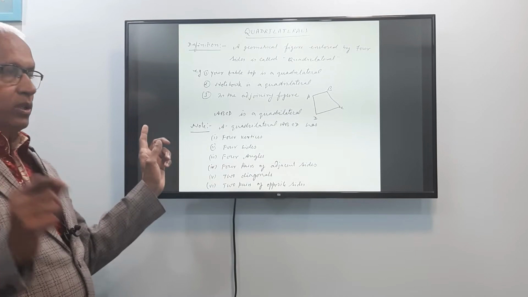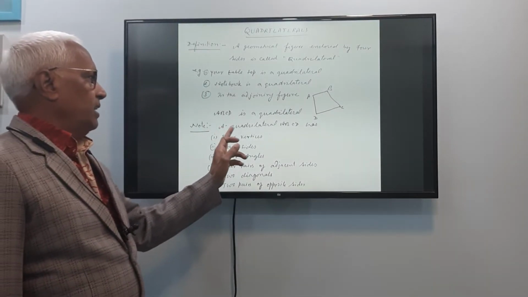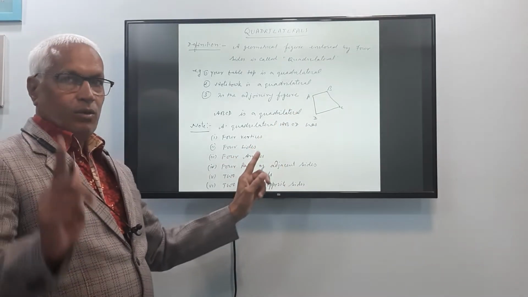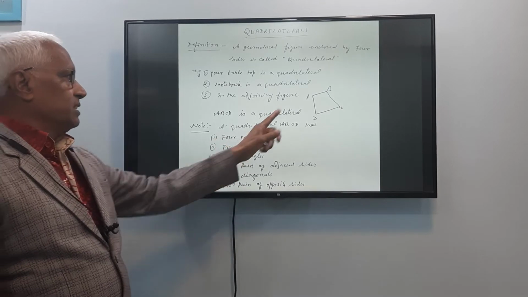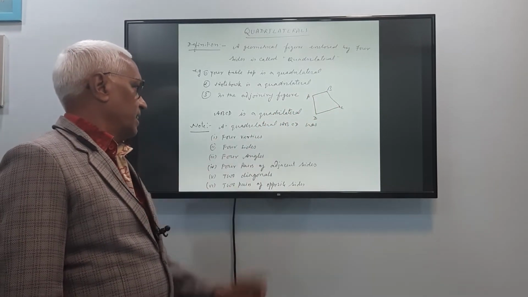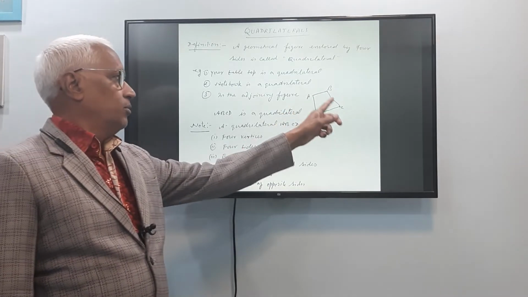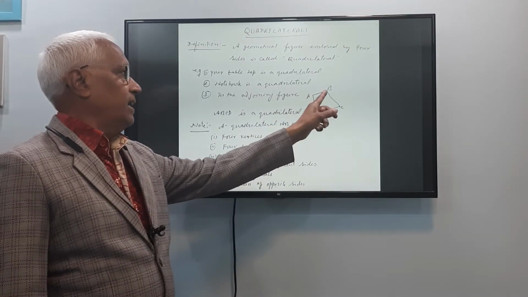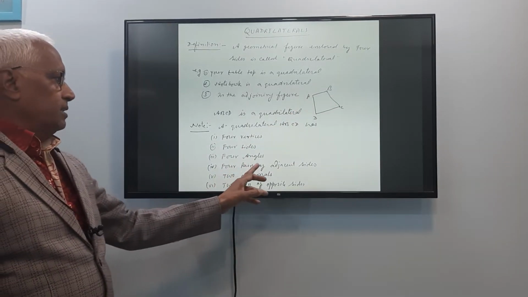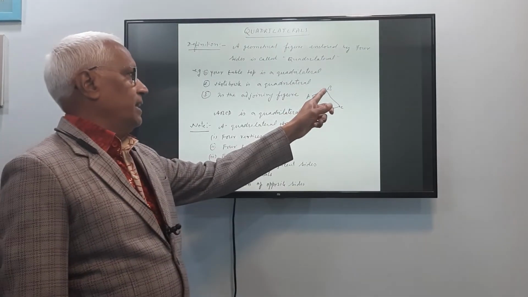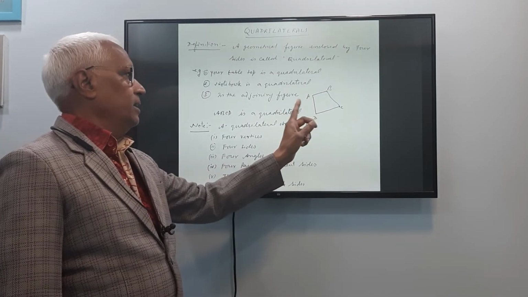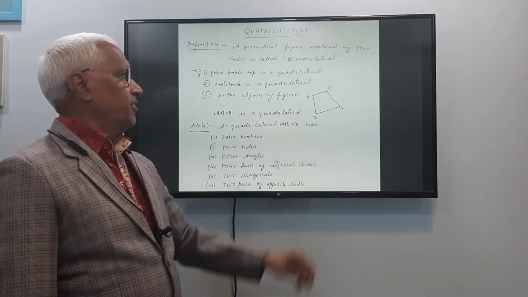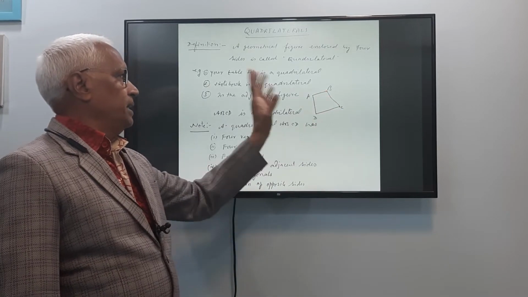Here we have some points to note. Number one, a quadrilateral ABCD has four vertices, four sides, four angles, and four pairs of adjacent sides like AB, AD first pair, AD, DC second pair, DC, CB third pair, and CB, BA the fourth pair.